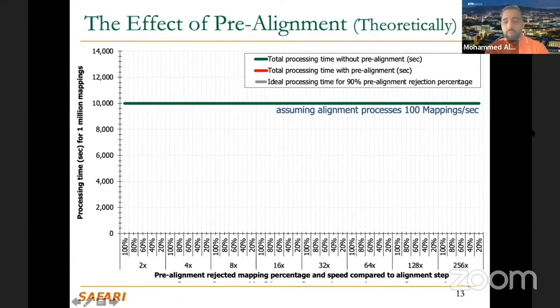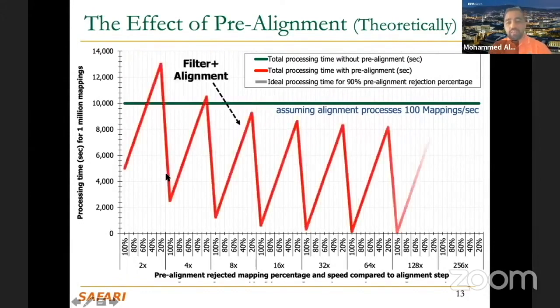Now assume we have the sequence alignment. We want to process these 1 million sequences. So we run sequence alignment and assume constant time for whatever the pair is, and it will always take 10,000 seconds to process these 1 million mappings. Now we want to measure the time for filtering plus alignment, given that these characteristics are satisfied. For example, if we say 100%, then 100% of the pairs are rejected. So this is what we get, really a zigzag shape plot.